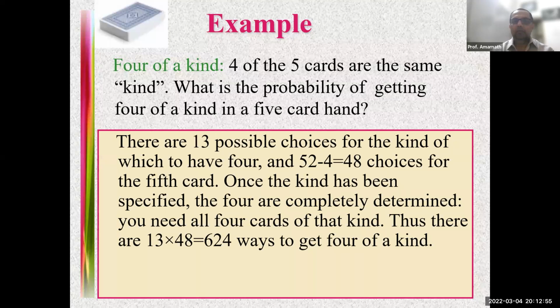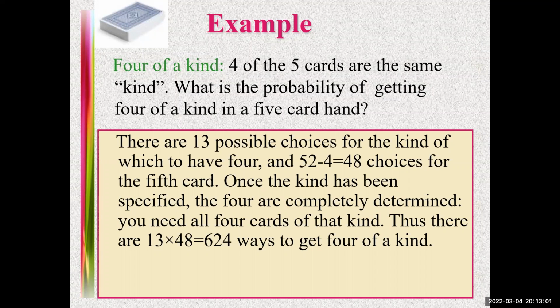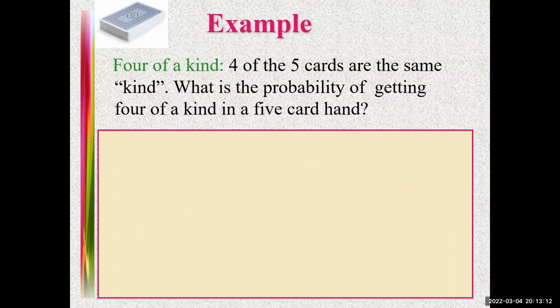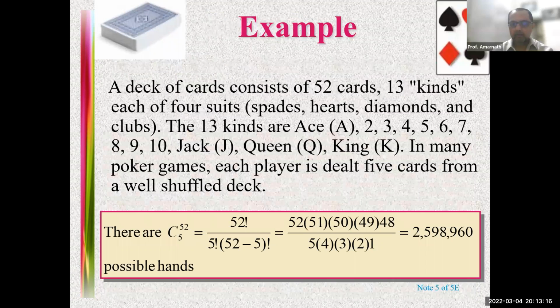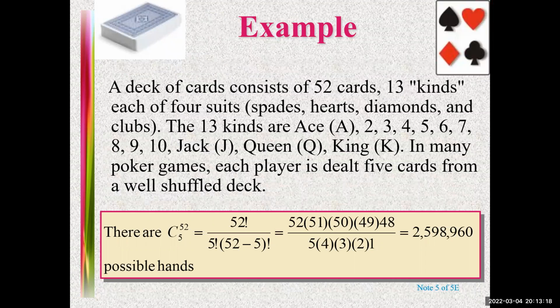So 4 of a kind. 4 of the 5 cards are the same kind. What is the probability of getting 4 of a kind in 5 cards? Professor, the question before, on the previous slide: 52, 51, 50, 49, 48, then it will go 47 till 1. Yes, because it's 5, 4, 3, 2, 1, then it will calculate. Okay. Got it.